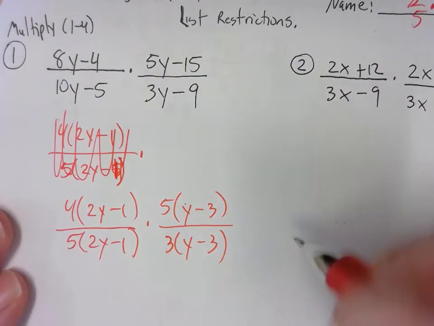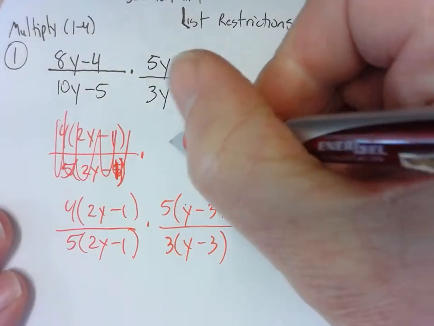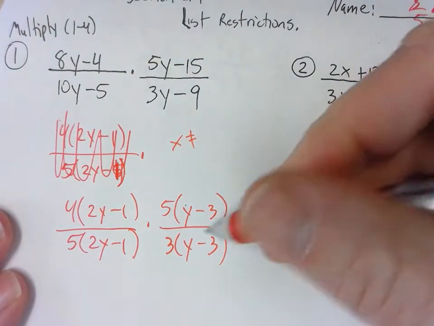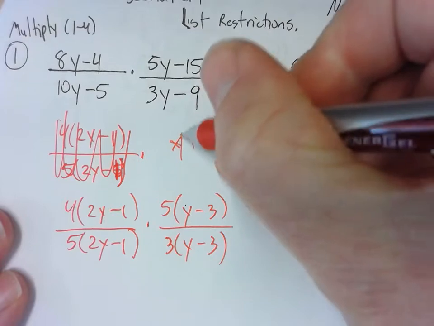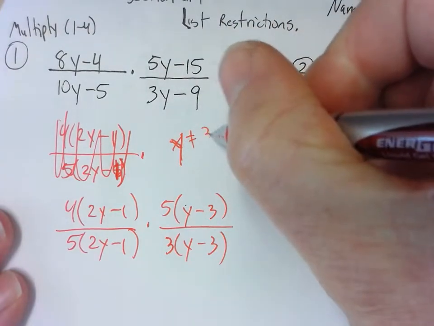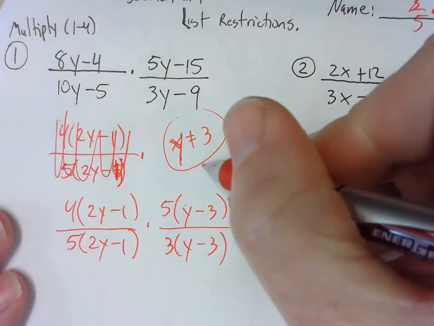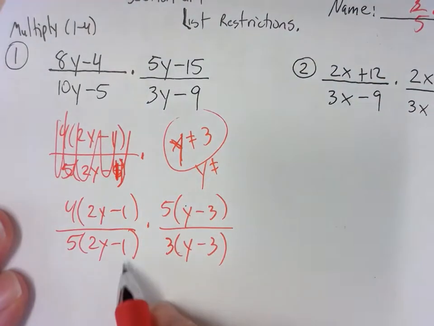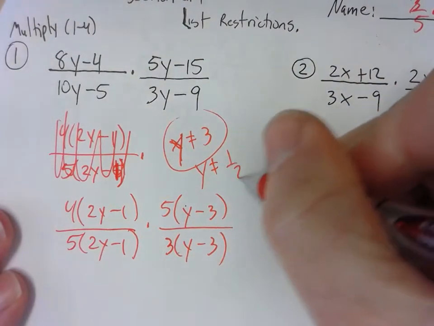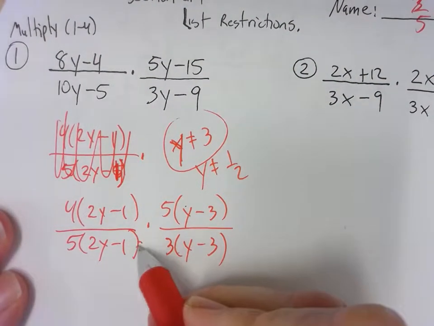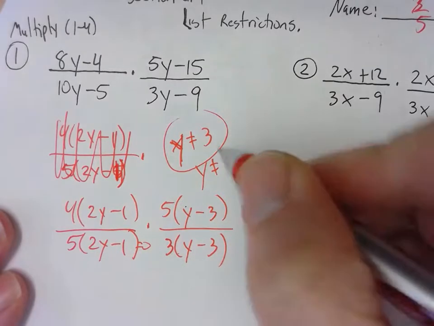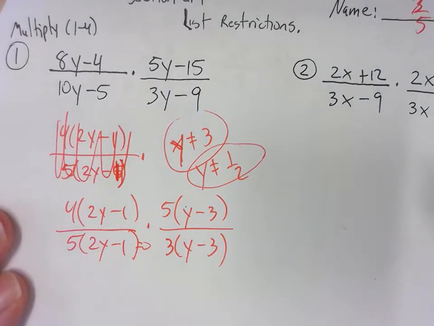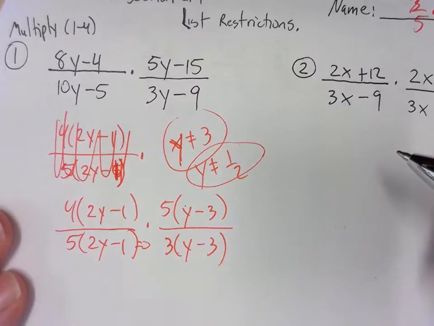So restrictions first. Y cannot be 3, because 3 minus 3 would be 0. And y can also not be 1/2. So you pretend that this equals 0, you add 1, divide by 2. So those are the two restrictions, 1/2 and 3.